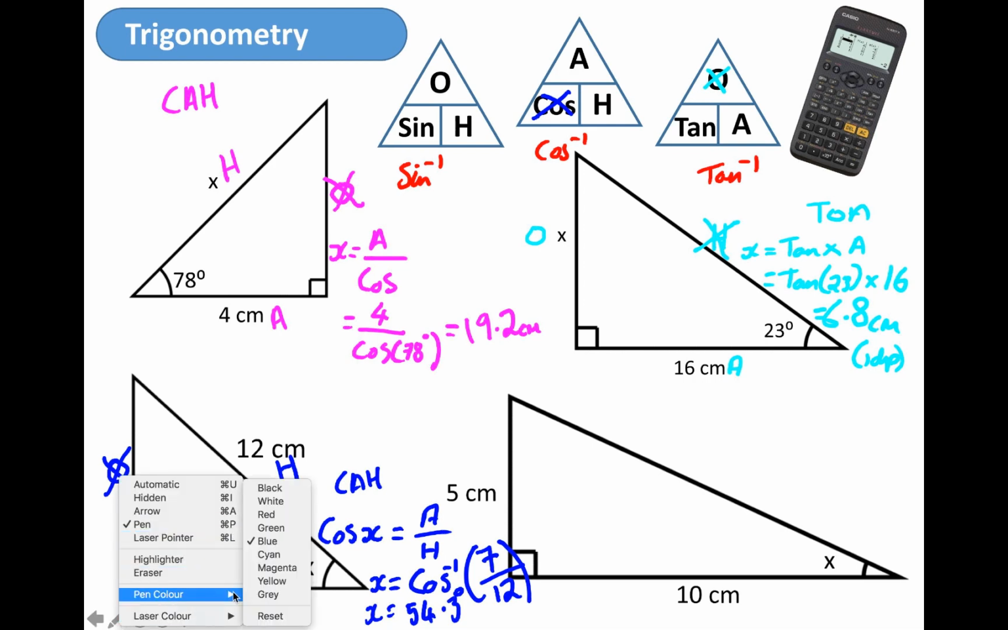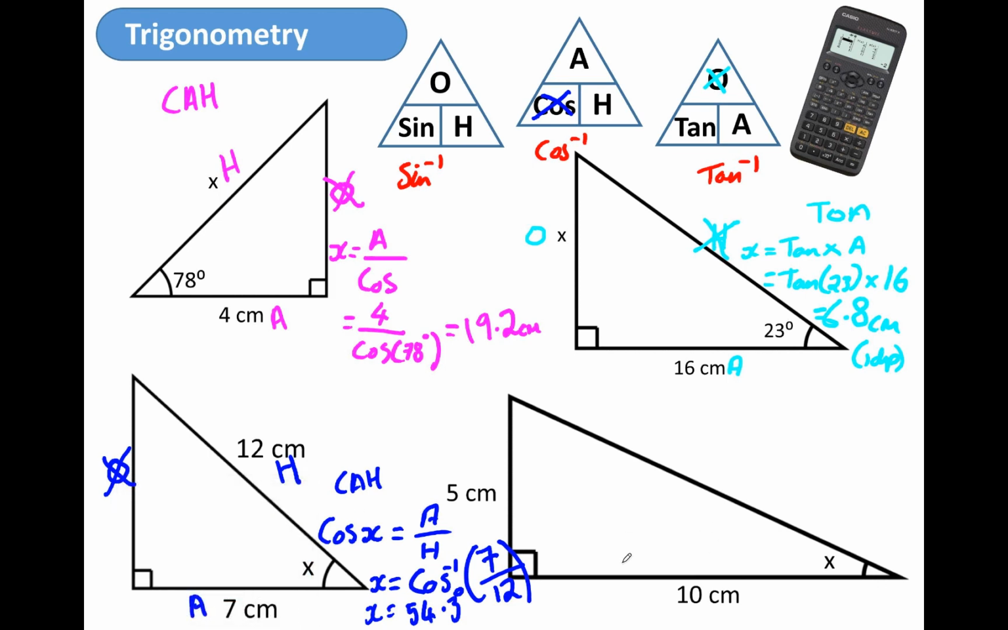Right, let's change pen color just for the last question. Let's go back to red. Right, let's try this one then. Or rather, you try this one. Press pause and then unpause it and I'll go through the answer.